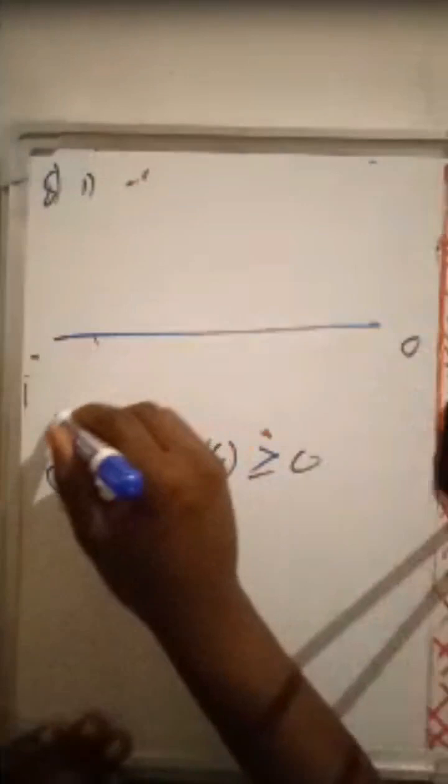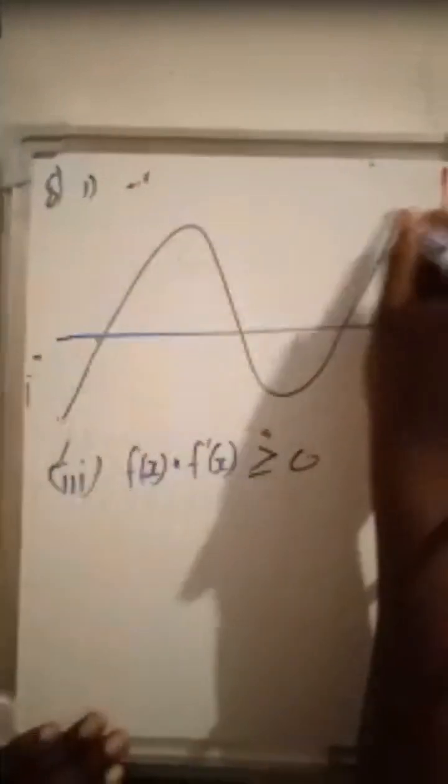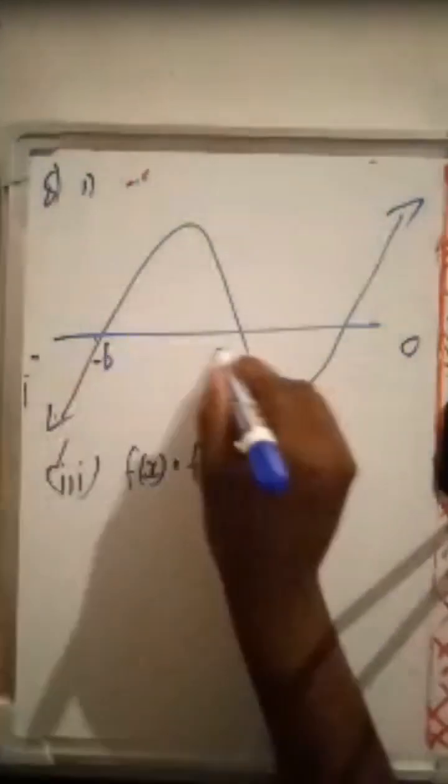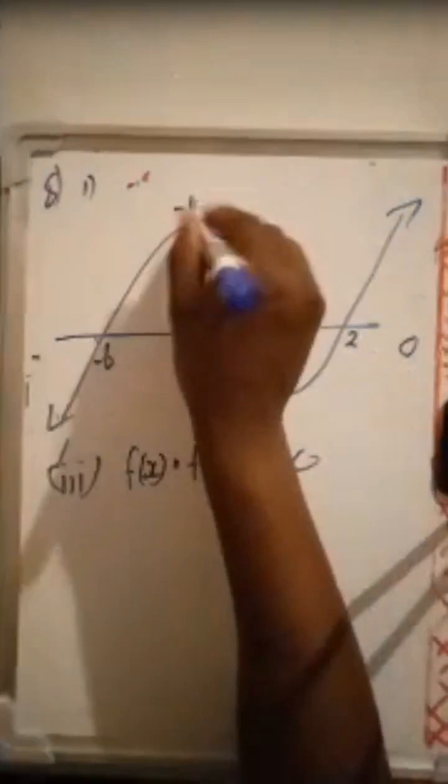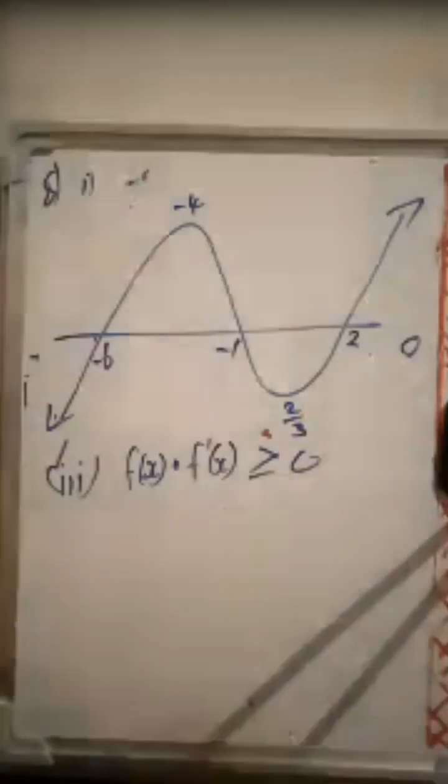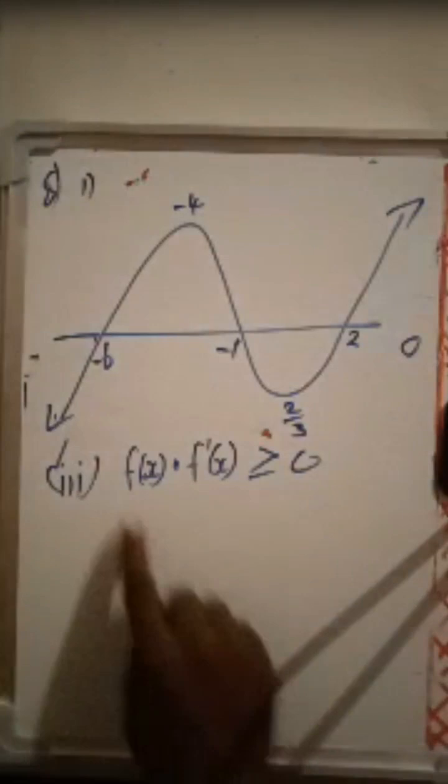Let me just rub my graph so that I can draw it again and we can understand it better. Okay? So I'm going to indicate it like that. Now we know that this is -6, -1. Then the other one was 2. That is -4. That is 2 over 3. Okay? So now we are asking the gradient should be positive and this one also positive.